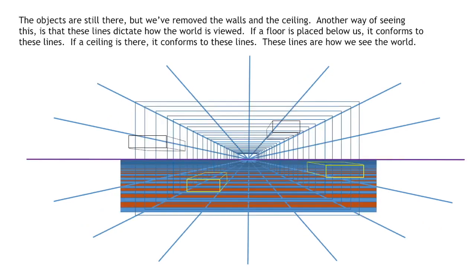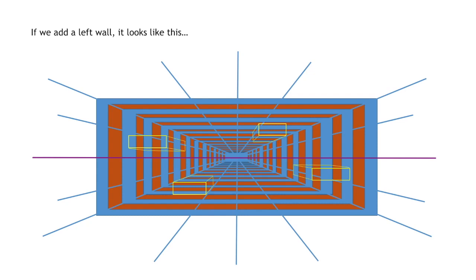So, and here we are with our ceiling rotated away, and the objects are still there, but we've removed the walls and the ceiling. So going back here, you can see that we have our ceiling and our floor and our walls and our objects within our corridor, and now we're going to rotate the walls and the ceiling away and leave only the floor, but the objects themselves will still maintain their proportion.